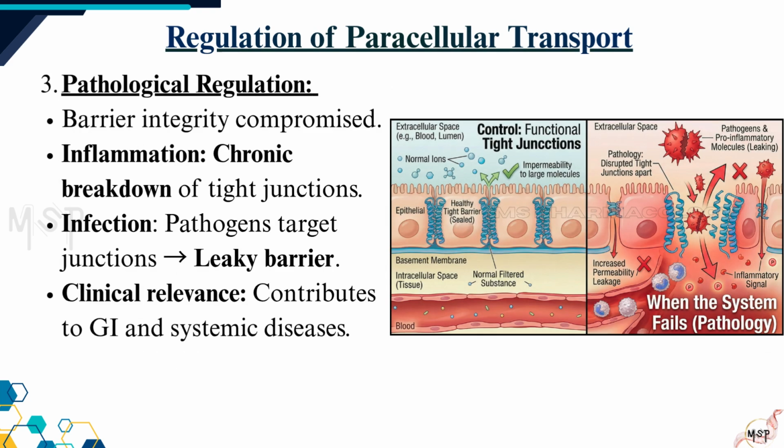However, this regulation can be hijacked or disrupted. In pathological regulation, the barrier's integrity is compromised. Inflammation. Chronic inflammation can lead to the persistent breakdown of tight junction proteins. Infection. Certain bacteria and viruses specifically target these junctions to make the tissue leaky, allowing pathogens to bypass the body's natural defenses. This leaky barrier is a hallmark of many gastrointestinal and systemic diseases.